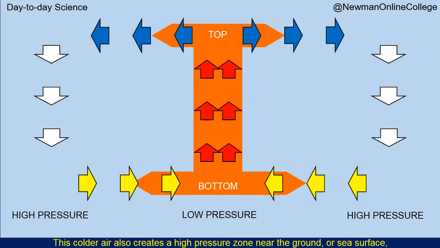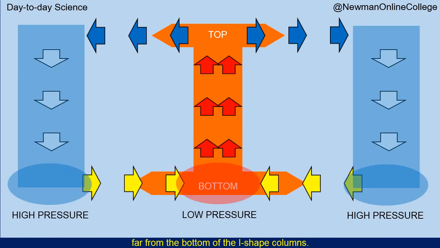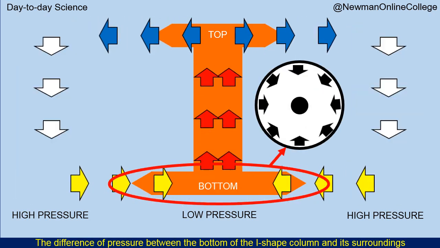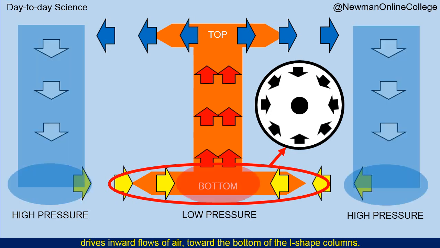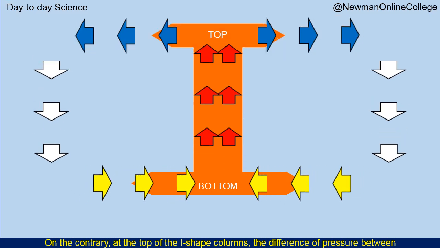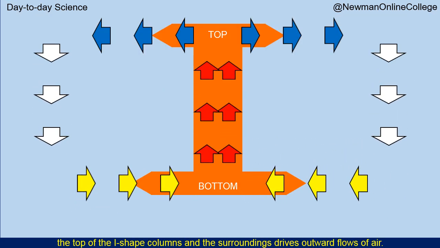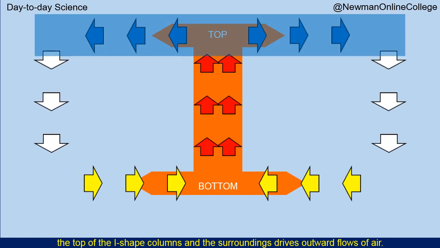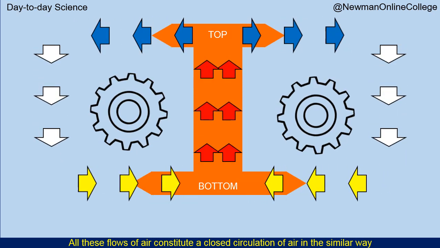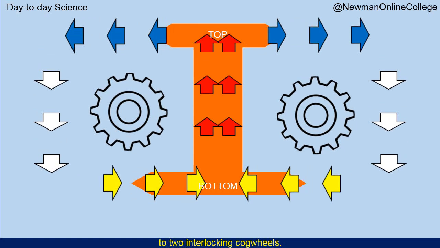The air is therefore driven downward, to the lower layers of the atmosphere. This colder air also creates a high-pressure zone near the ground, or sea surface, far from the bottom of the eye-shaped columns. The difference of pressure between the bottom of the eye-shaped column and its surroundings drives inward flows of air, toward the bottom of the eye-shaped columns. On the contrary, at the top of the eye-shaped columns, the difference of pressure between the top of the columns and the surroundings drives outward flows of air. All these flows of air constitute a closed circulation of air in a similar way to two interlocking cogwheels.